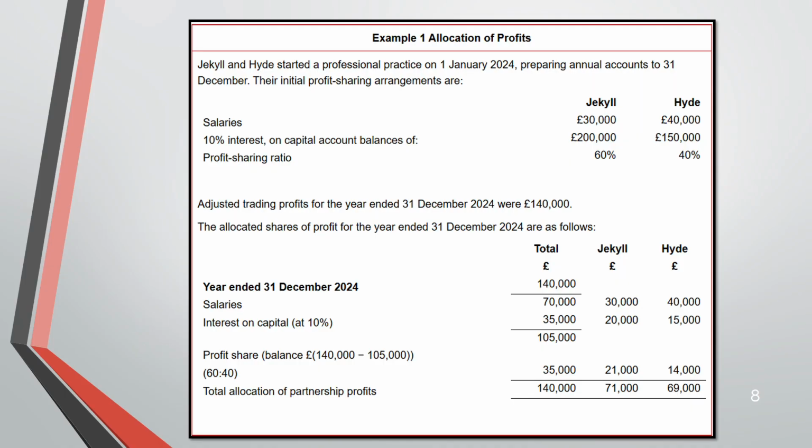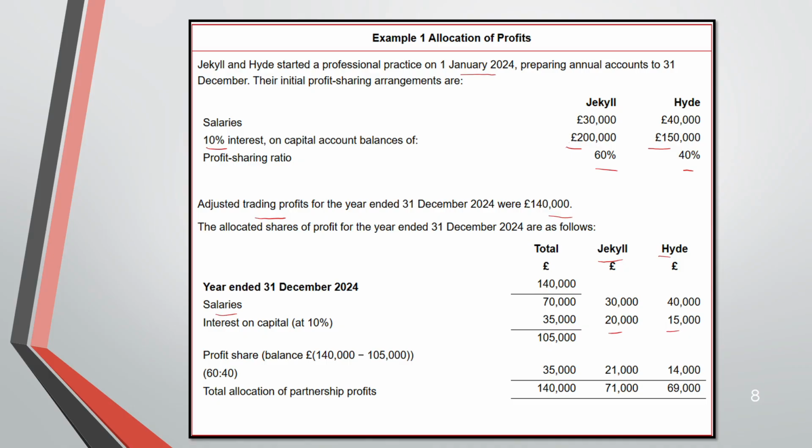Now, example 1. Let us understand this through example 1, where two partners start trading on 1st Jan 2024, preparing their annual accounts. Profit share is 60-40. Interest and salary of the two partners are given. Their adjusted trading profit is 140. How this 140 is divided among the partners, we'll see. So open up the two partners' accounts, put the salary of the two partners, 30 and 40, and interest on capital. So interest is 10%, 10% on 200, 10% on 150. So 20 and 15. Then remember the profit share.